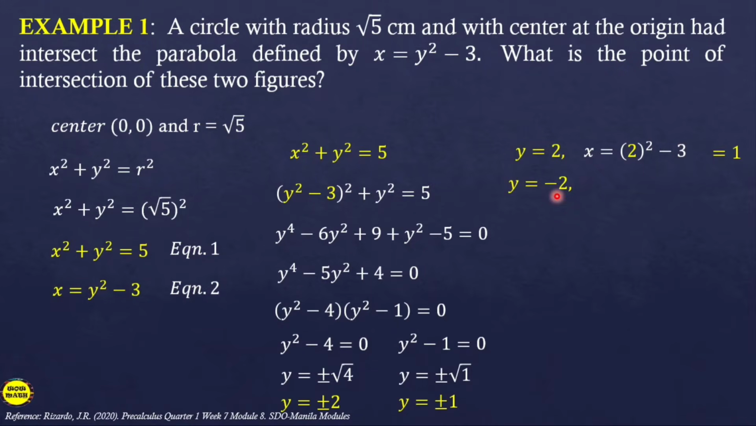And then if your y is negative 2, ganun lang din, isa-substitute natin. So x is equal to negative 2 squared minus 3. So negative 2 times negative 2, that is positive 4 minus 3, the answer is positive 1.